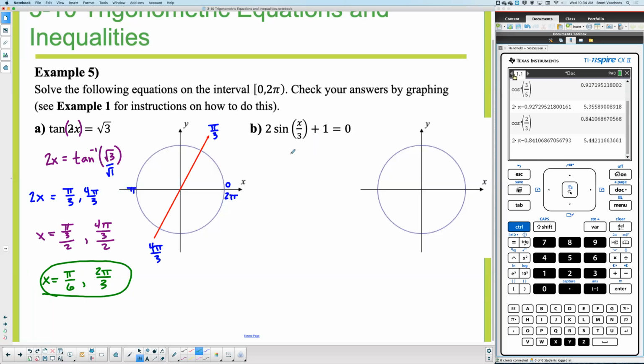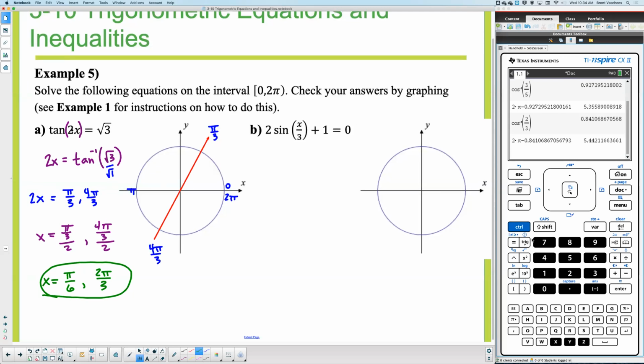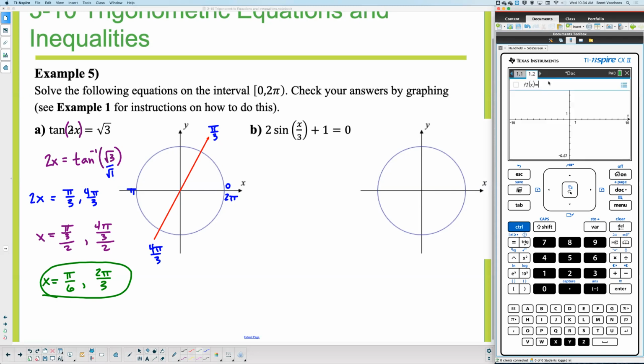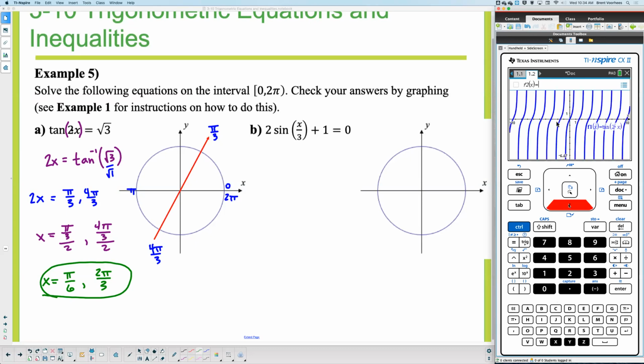All right, let's try this one. Let's reload and do part B. By the way, it says to check it on the graph. I'm going to do that. I'm going to add a page. Go to graph. The way you would graph this is you would just type in the original function, the left-hand side. So tangent x. I'm graphing that. And then I would graph square root of 3.